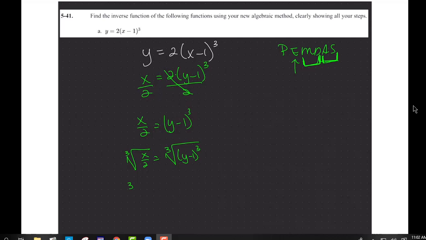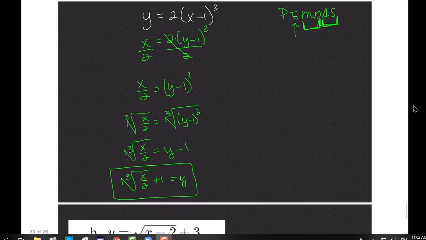So the left side is going to stay the same. And when I take the third root of something to the third power, I'm just left with what's in the parentheses, right? y minus 1. And then what can I do to get it all by itself? Add 1. And we're going to leave our problem just like that.